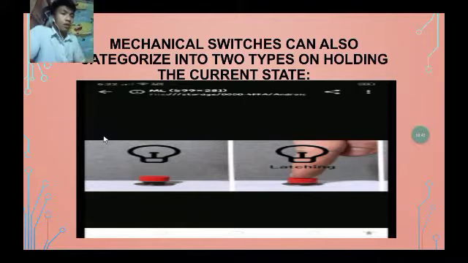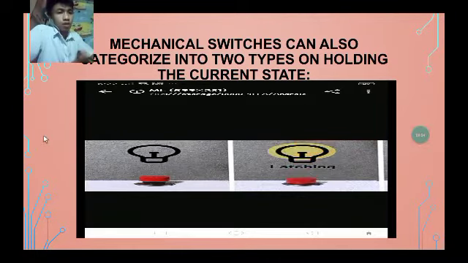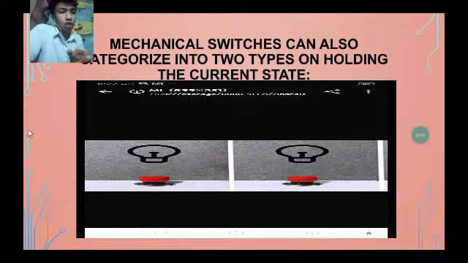So aside from the types of switches, electrical and mechanical, mechanical switches can also be categorized into types of holding the current state. So ito lang naman yun. So meron tayong momentary and latching.